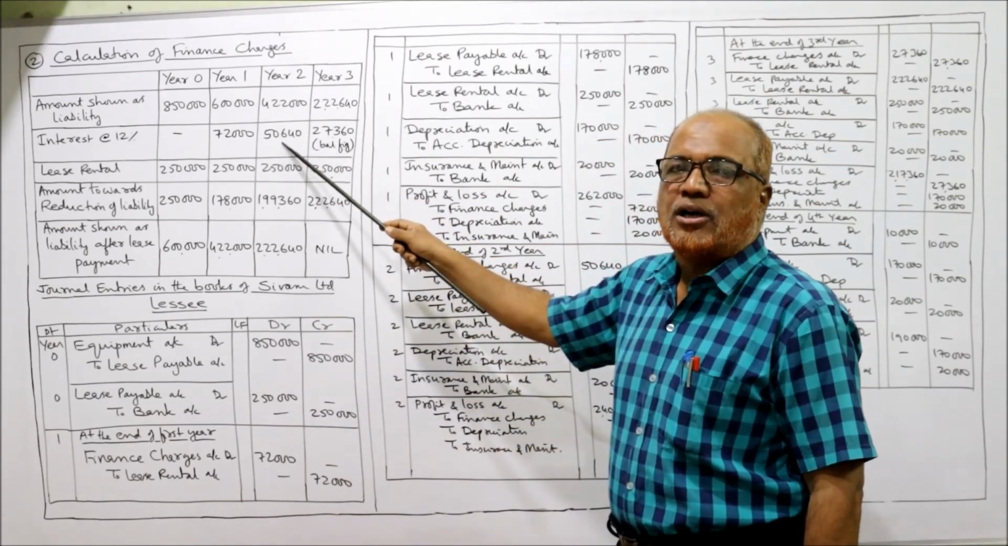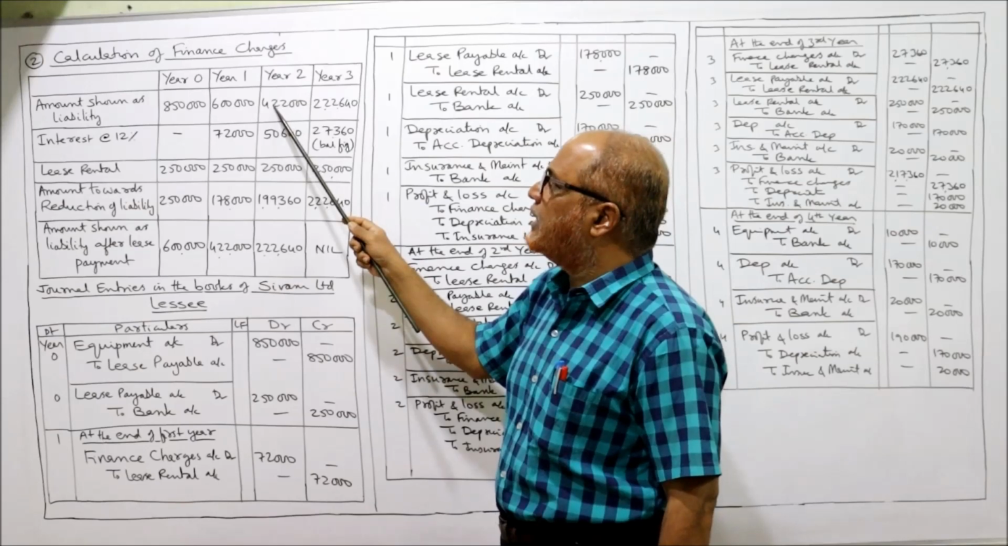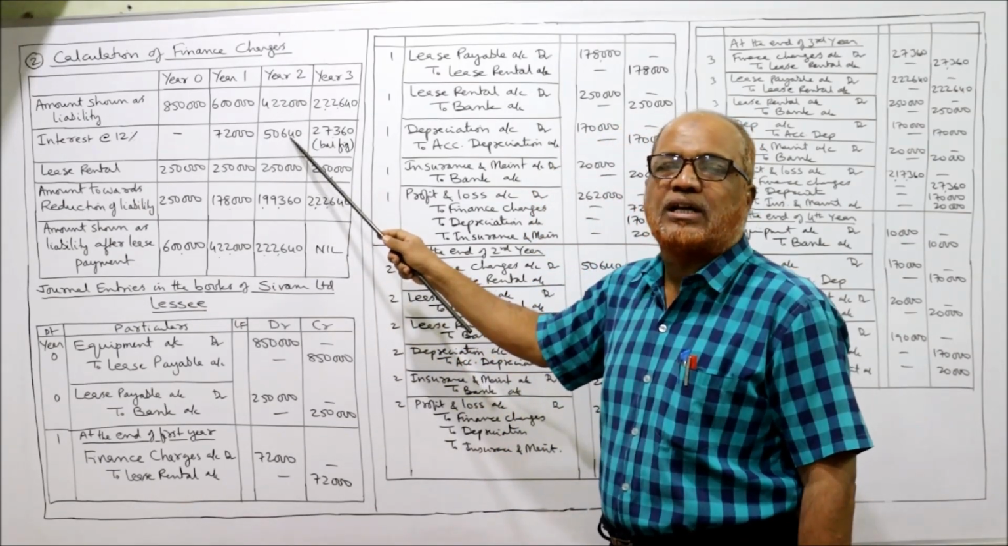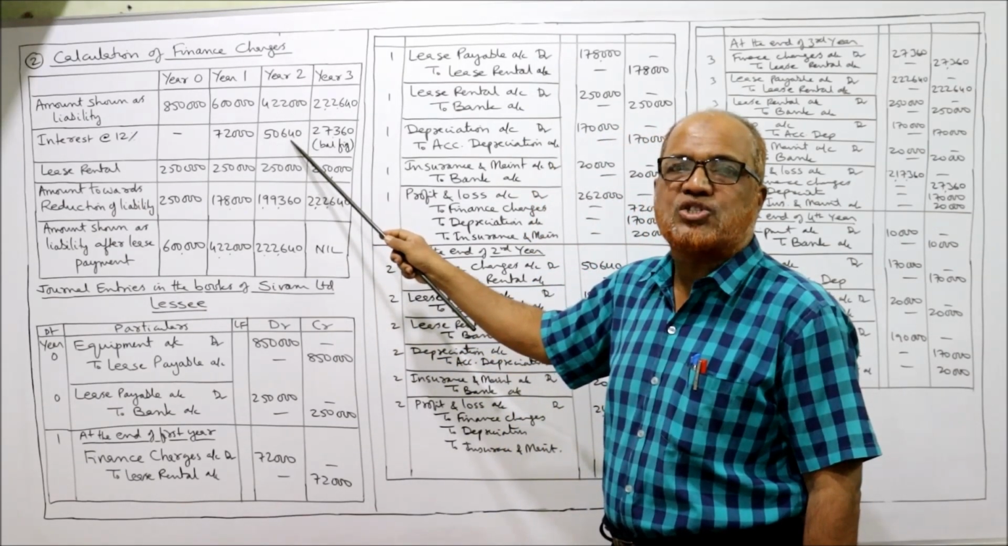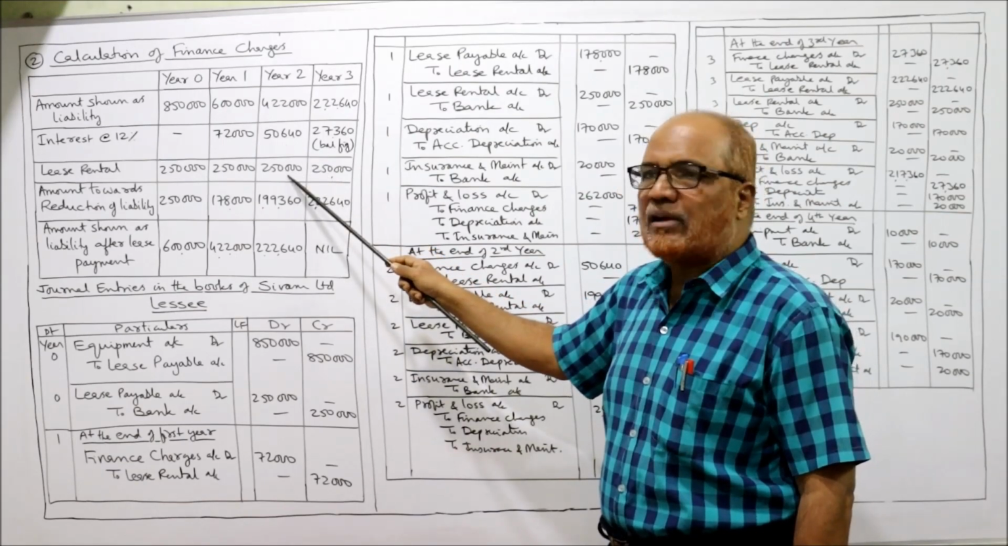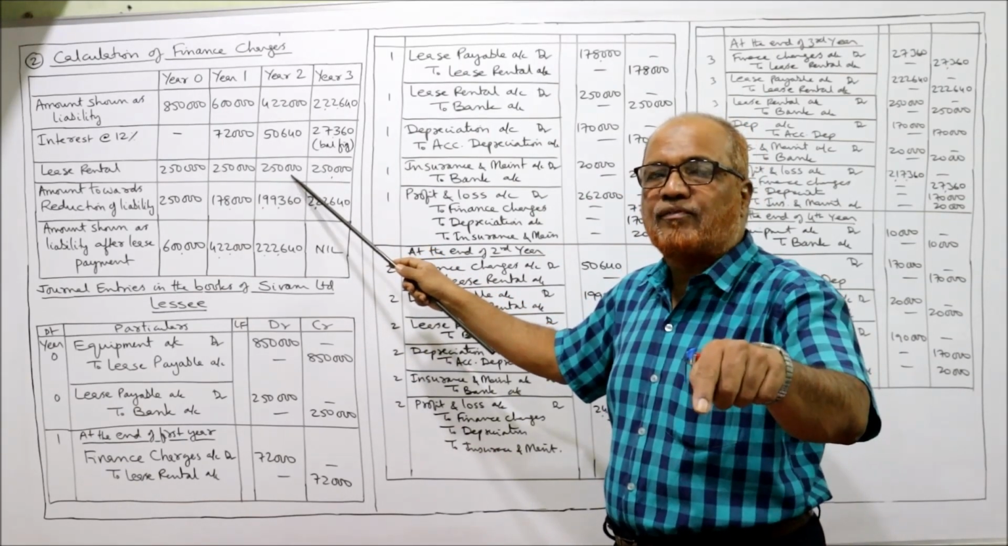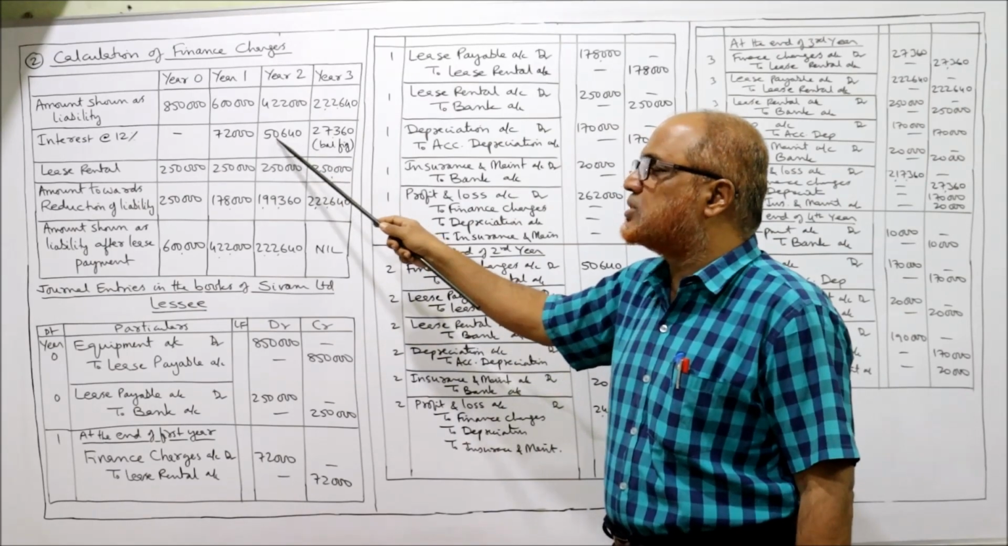Again 12%. 12% of 4,22,000, 50,640 are the interest charges, the finance charges. How much lease rental? 2,50,000. So in 2,50,000, the interest charges are 50,640.